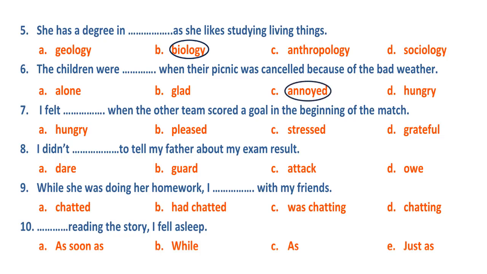Exactly. Number 7, I felt blank when the other team scored a goal in the beginning of the match. Angry, pleased, stressed, and grateful. The right answer is C, stressed.